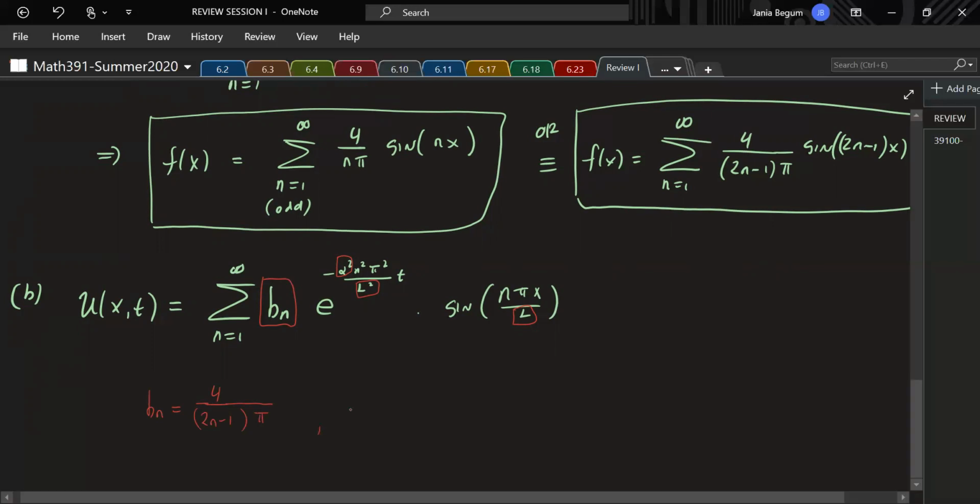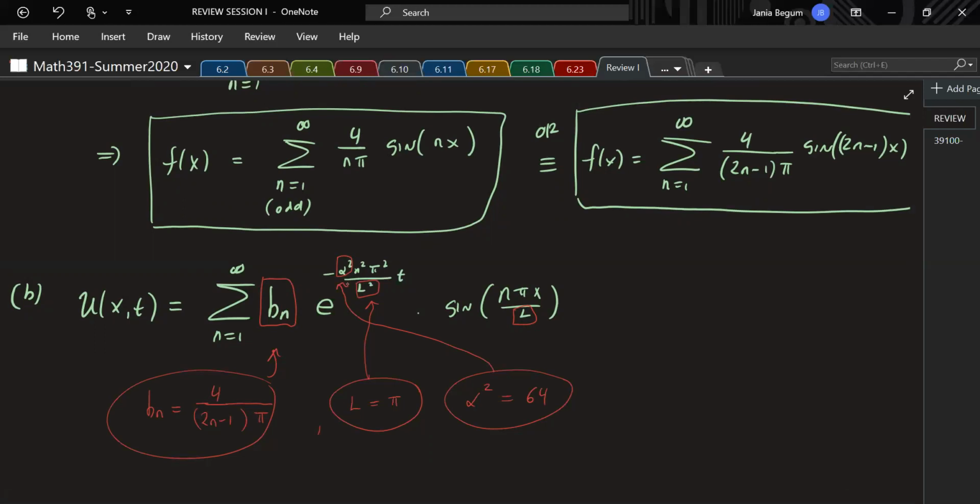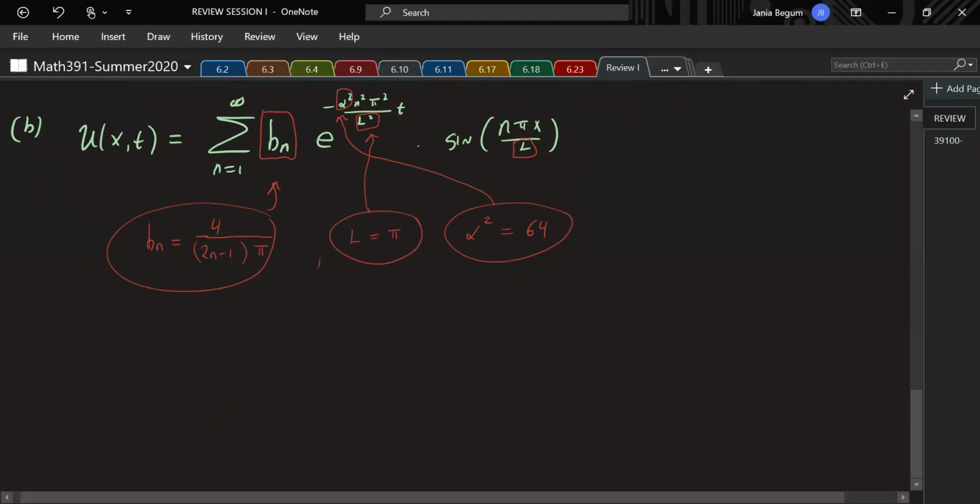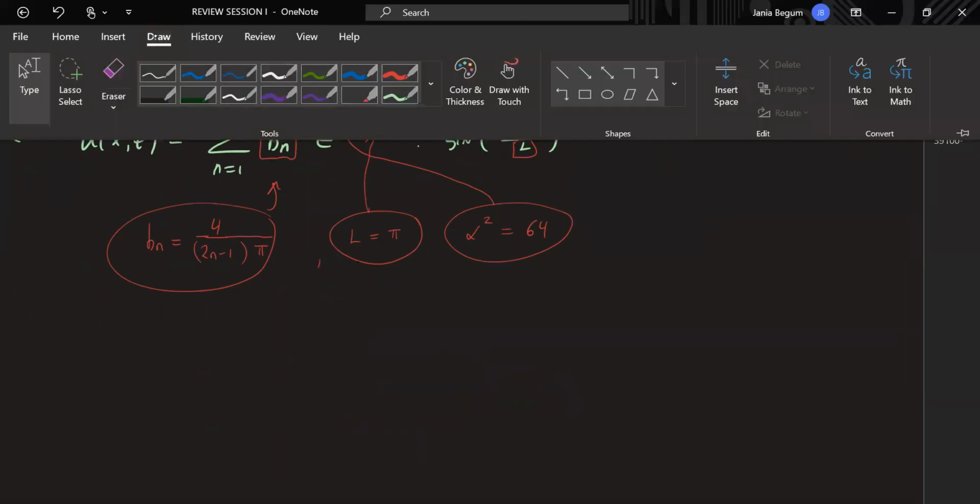And then we know L, that's pi. And we know alpha squared, that's also given in the equation, that's 64. So we're just going to plug all of these in the right place. And that would give us the solution to the heat equation. Really, the second part doesn't require any work other than processing through what's going on, okay? Does this make sense, guys? Yes. Okay, so let's plug these in.